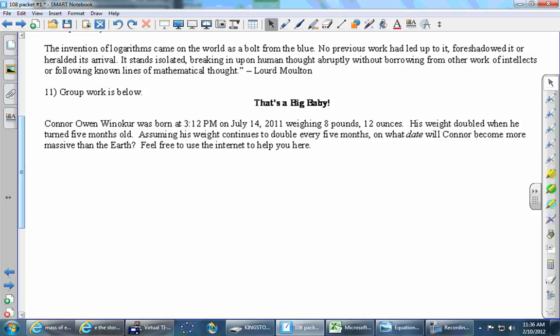This is not what happened for logs. Nothing foreshadowed the invention of logs. It just came out of no place. This one guy, John Napier, sitting by himself in Scotland, said, hey, what if I do this? But the idea of looking at them from the other perspective, from the logarithm side of things, was something that nobody had done before. And coming up with this table and then these properties and being able to use them to solve equations, this is what Napier gave to us.